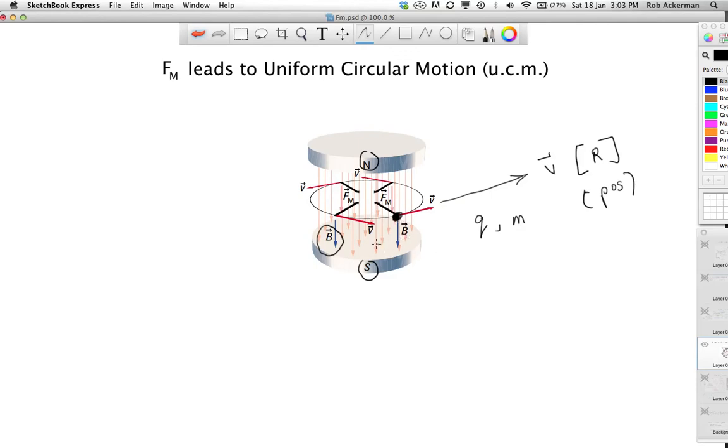If you did this right, then your fingers should be pointing down in your right hand. Your thumb should be in the direction of velocity, because that would be the direction of current. And therefore, your palm should be pointing into the picture, or into the computer screen. And therefore, we would show that as an X with a circle around it. The direction we would say is into the screen.